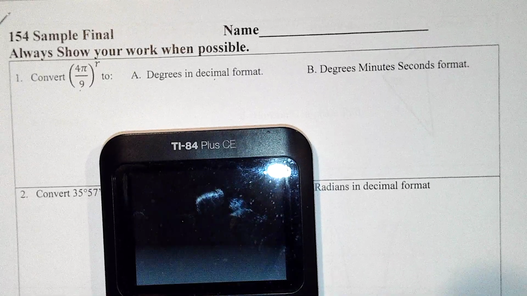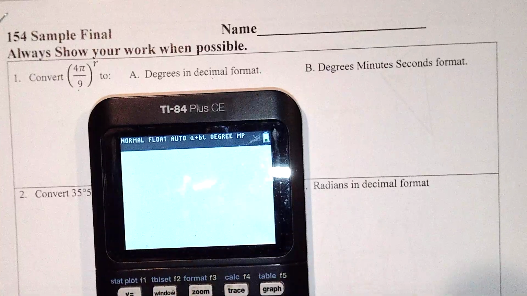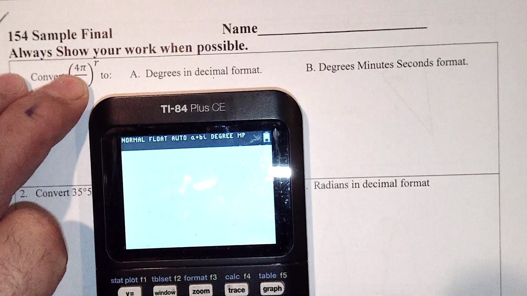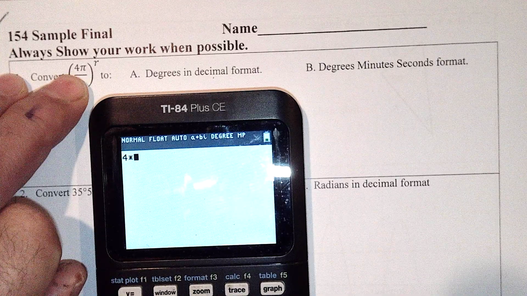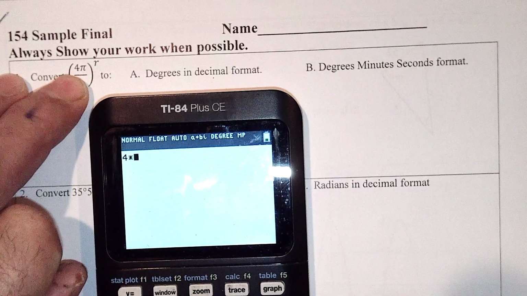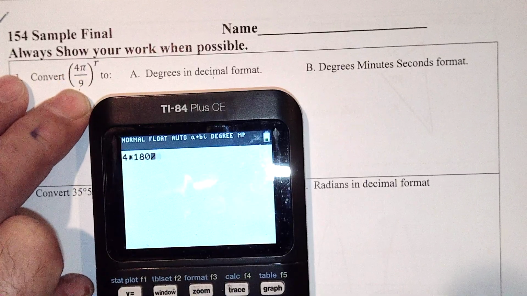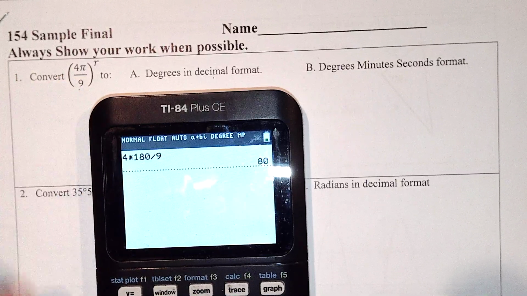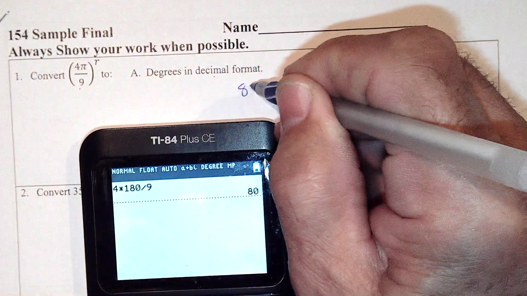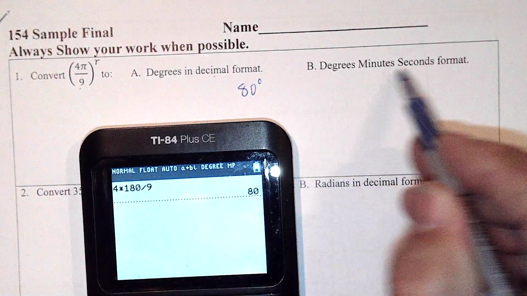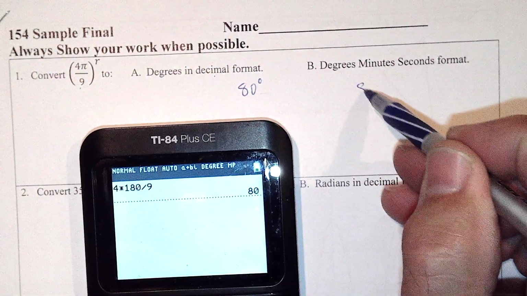Okay, so pi is equal to 180 degrees, so I'm going to go 4 times 180 divided by 9, and I get 80 degrees. Change it to minutes, seconds. Well, it's no decimal, so there's nothing to do.